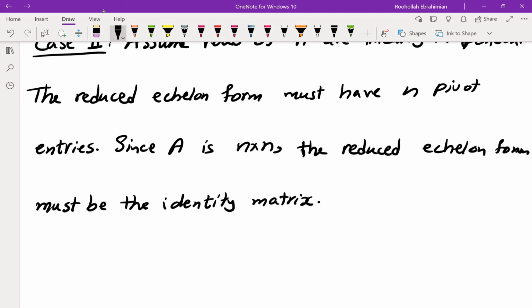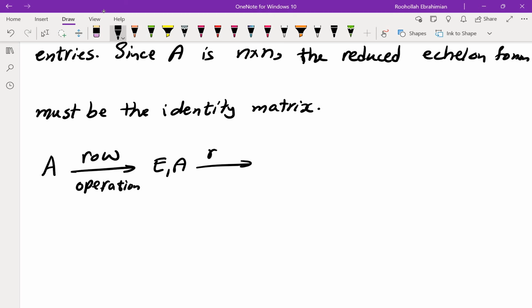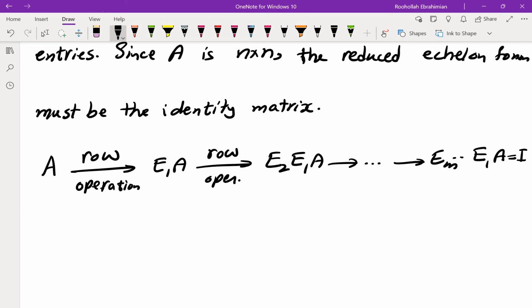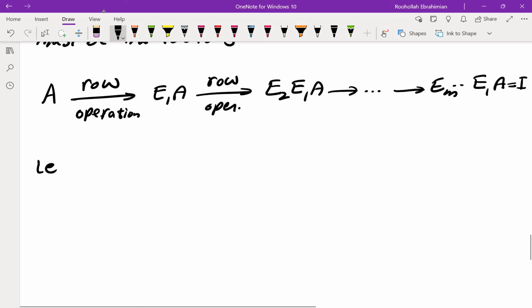Okay, so now let's see what happens. We just talked about how row reduction is the same as multiplying by elementary matrices from the left. So what we get is this. After we take A, we apply a row operation, and we get E1A. We apply another row operation, we get E2E1A. And eventually this is equal to the identity. So we know that. Now let's see what happens when you multiply a matrix by an elementary matrix. So now let E be an elementary matrix.